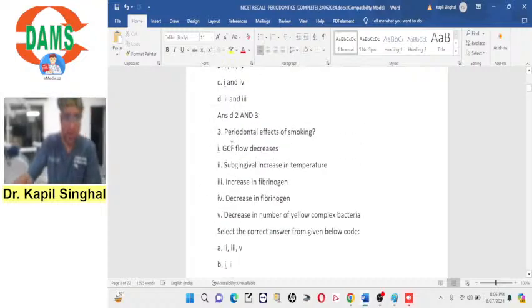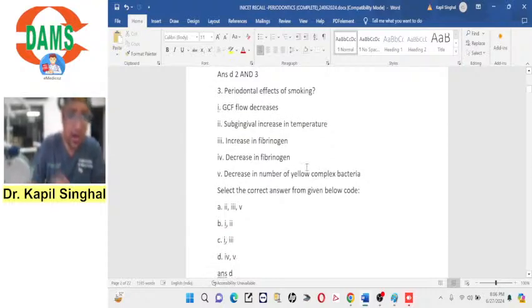Let's see now the options. The first option is GCF flow decreases. This is not a completely correct option because the option ideally should be there is a transient increase, then there is a decrease in GCF. So it is not 100% correct. The second option is subgingival increase in temperature. This is a wrong statement. We know the temperature decreases. The third option is increase in fibrinogen. This is wrong. We know the fibrinogen decreases. Option 4 is decrease in fibrinogen.